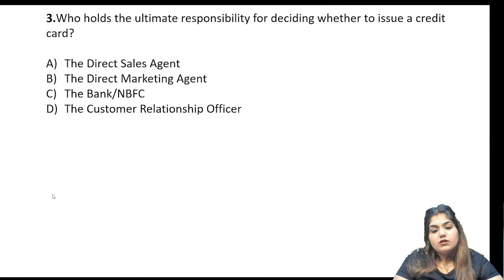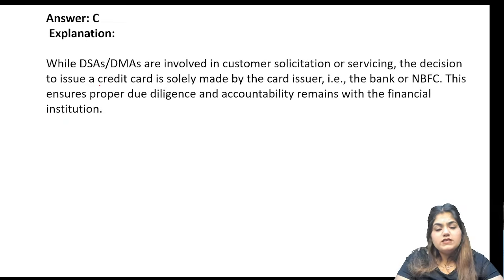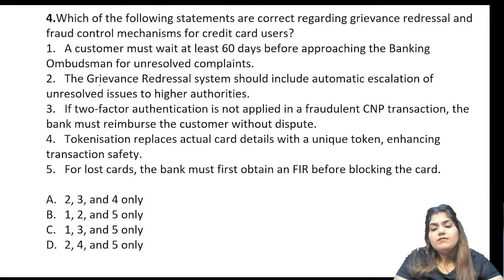Next question. Who holds the unlimited liability for deciding whether to issue a credit card? It is the bank or the NBFCs. They are the persons who are issuing the cards. C. Next, which of the following statements are correct regarding grievance redressal and fraud control mechanism for credit card users?